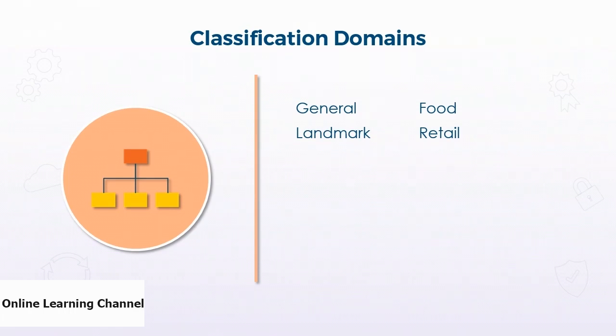The service works best when the landmark is prominent in the image. Meanwhile, the retail domain is optimized for images that are generally posted in shopping catalogs or websites. The logo domains are used for identifying specific brands that are present in an image. And of course, the adult domain is used for finding adult content in images.